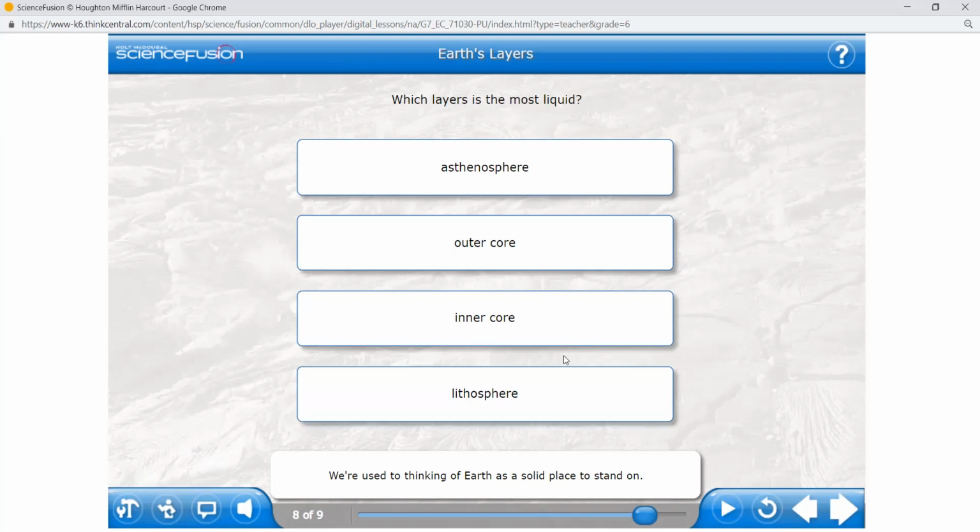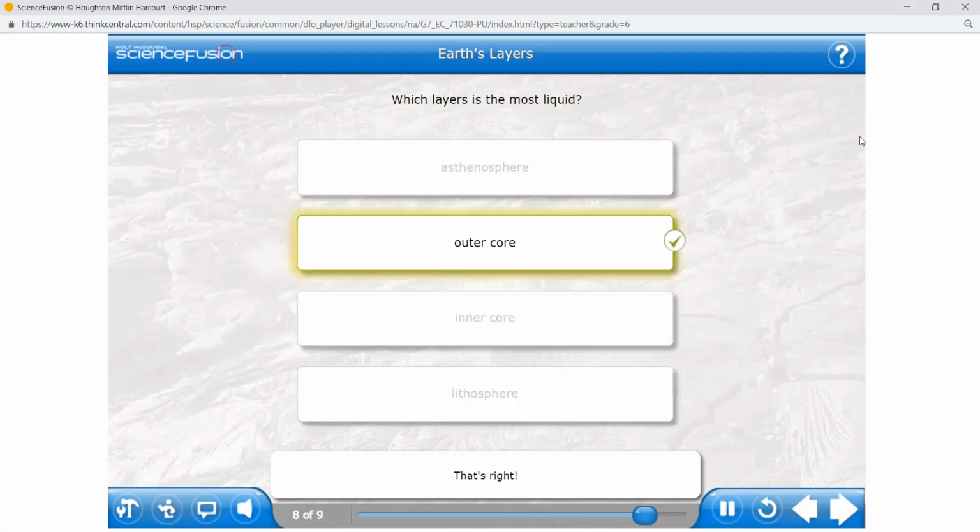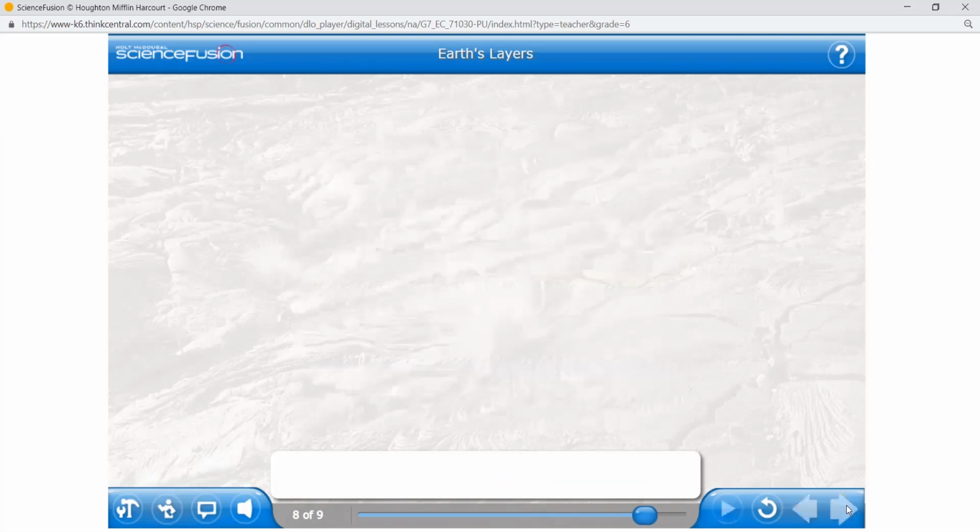See, asthenosphere, lithosphere, they are solid. In outer and inner, which one is liquid and which one is solid? Inner core is solid and outer is liquid. That's right. The inner is solid, girls, because inner is the last one. Because of the pressure, it is solid.